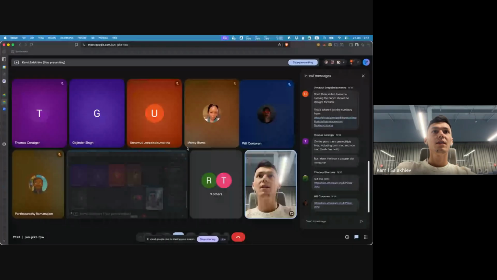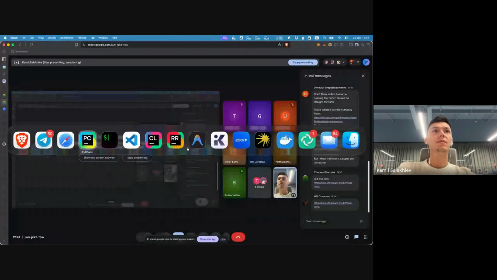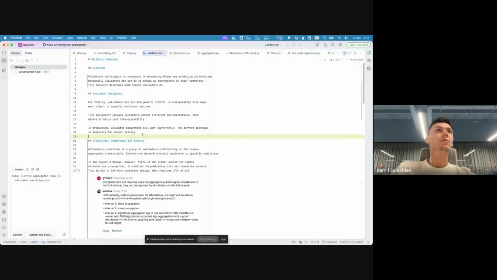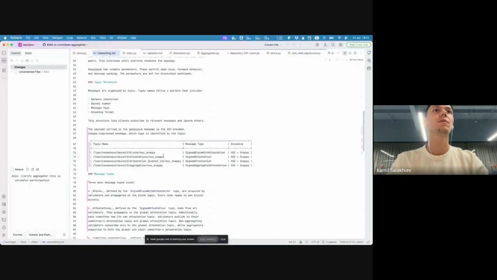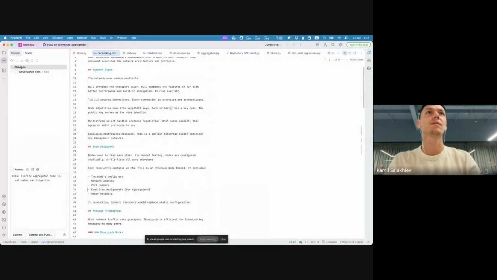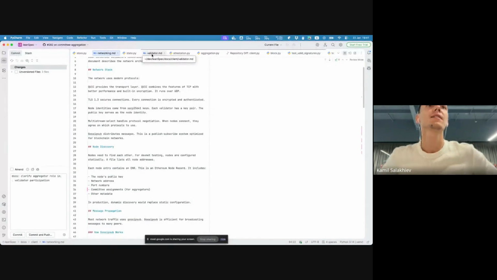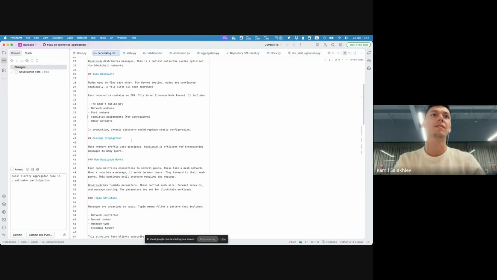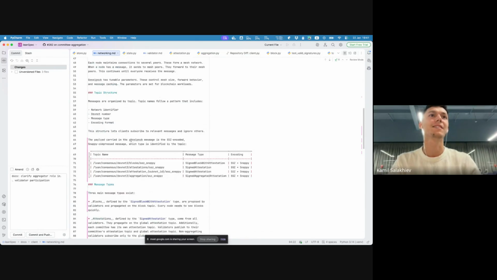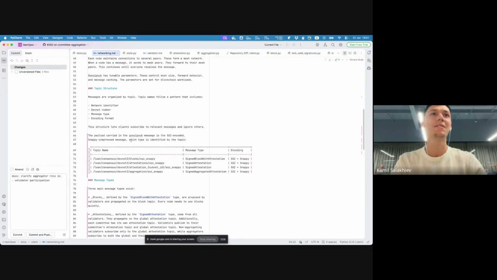Okay, yeah, please feel free to share the code. On that note, I think it makes sense to just go through the code. Right, it would be easier for me to navigate here. What you can look at first are the MD files that I updated, networking MD and validator MD. They basically describe the discussion that we have had here.